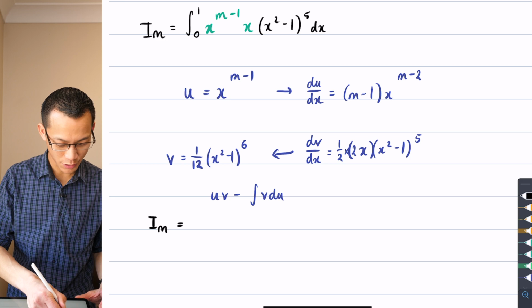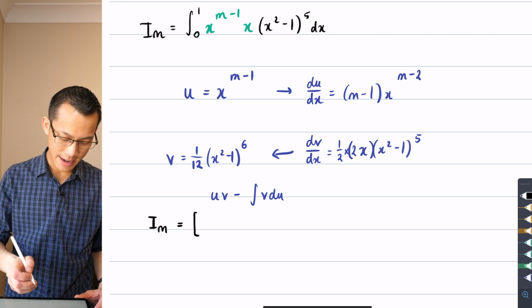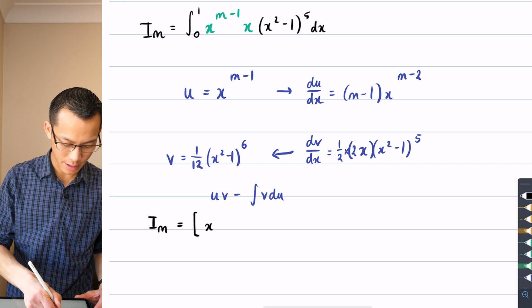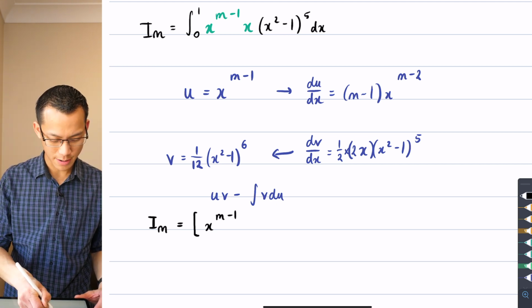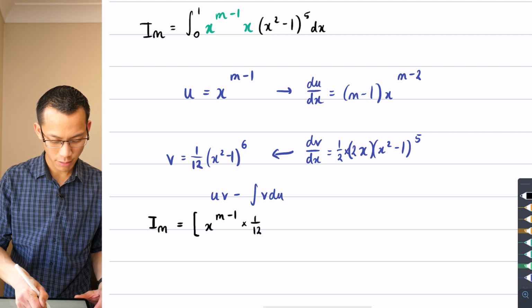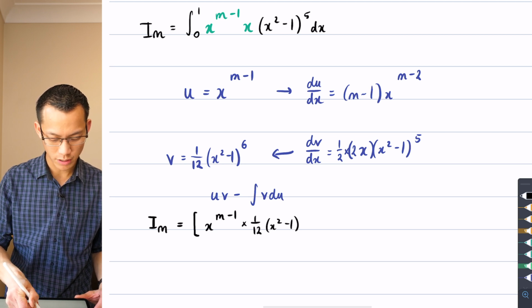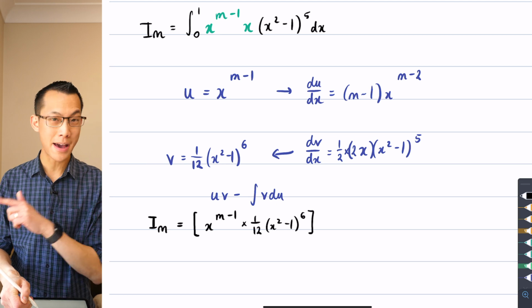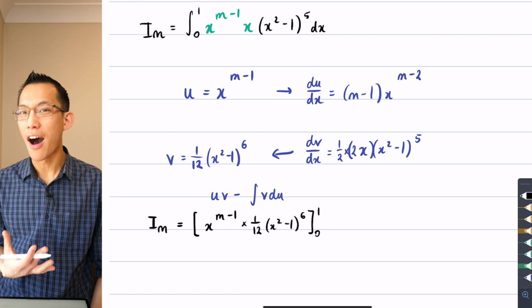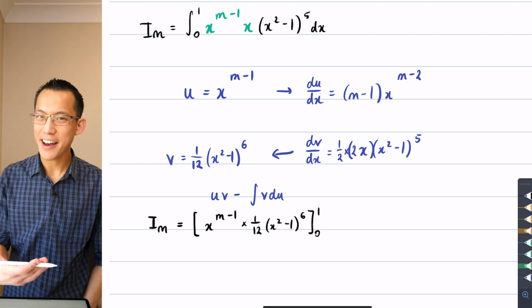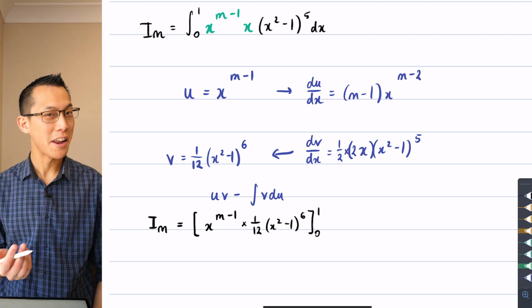This is a definite integral, so I'm going to put my big square brackets here. Here comes u, it's x to the m minus 1, and then v is going to be times 1/12 x squared minus 1 to the power of 6. And remember what my boundaries are from the question, it's from 0 to 1. Just before I do the other half of integration by parts, you can see how this question was clearly crafted to make things kind of nice for us, right?